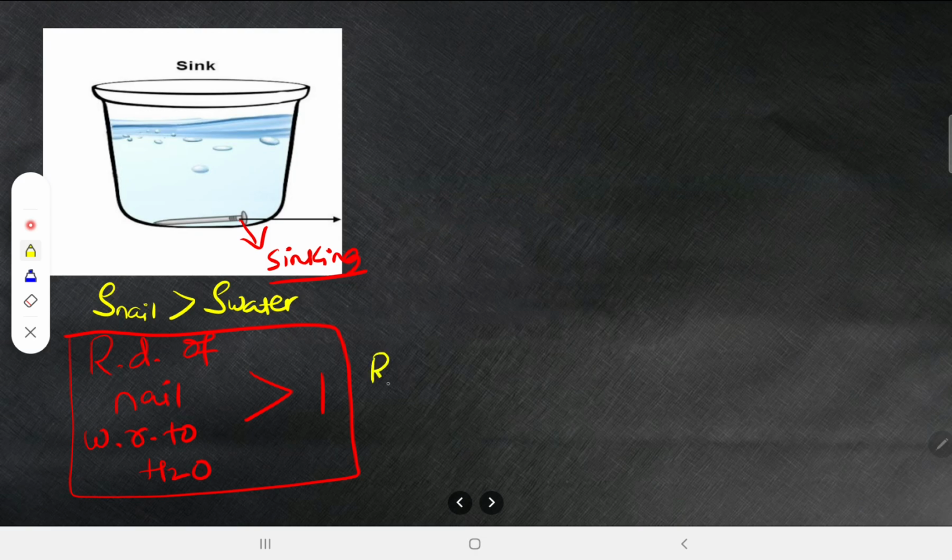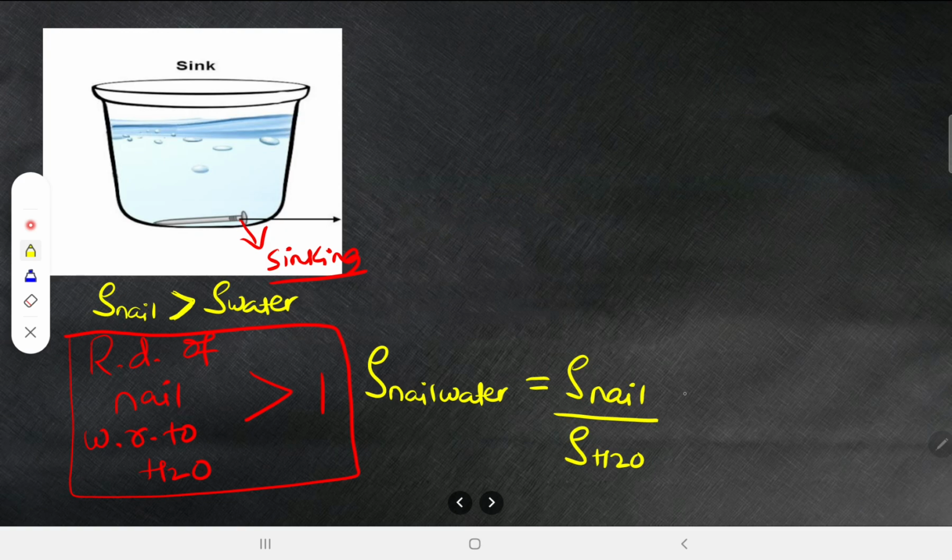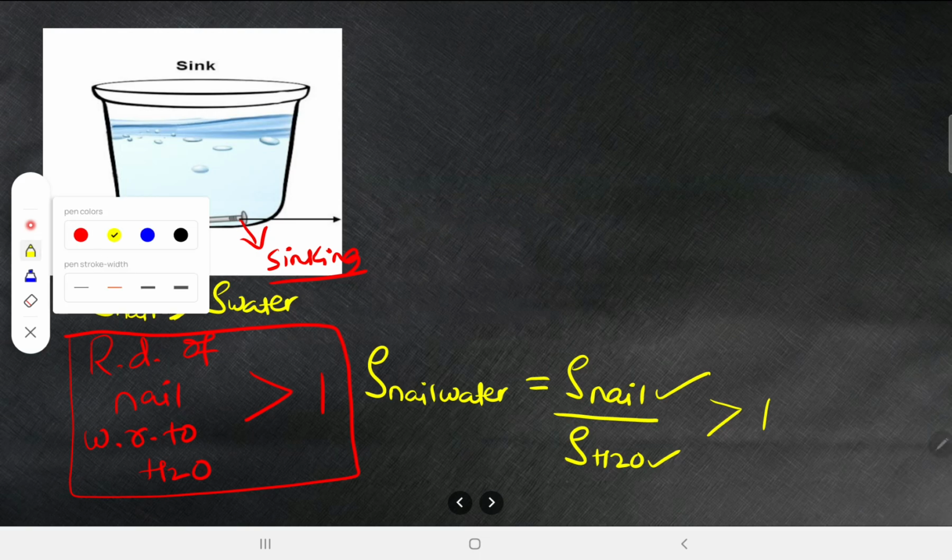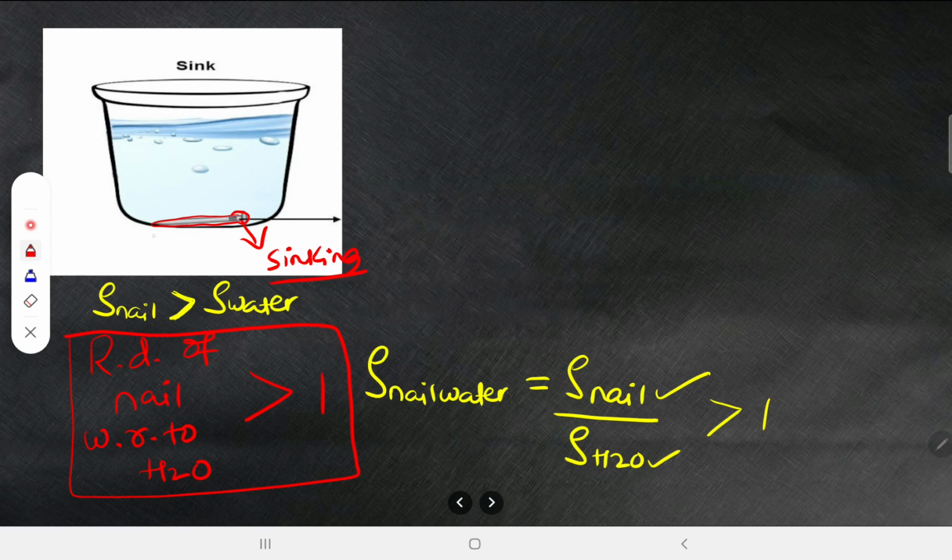So if you want to find the relative density of nail, you write it symbolically so that you understand in a better way: relative density of nail with respect to water. What is the formula here? The formula will be absolute density of nail divided by absolute density of water. Now this nail is having more density, more value, and water is less value, so I should be getting this as greater than 1. What I am trying to say here is, any material it may be, if you compare its density with water and you get a value greater than 1, then definitely it will be sinking.